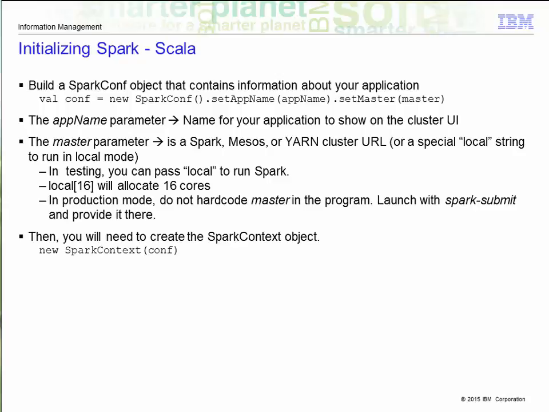For production mode, you would not want to hardcode the master path in your program. Instead, launch it as an argument to the spark-submit command. Once you have the SparkConf all set up, you pass it as a parameter to the Spark context constructor to create the Spark context.